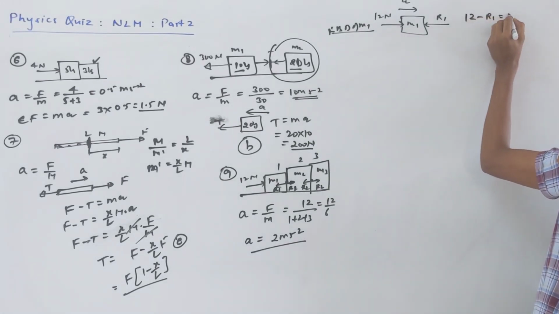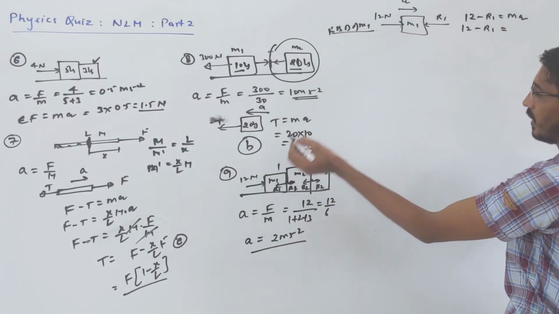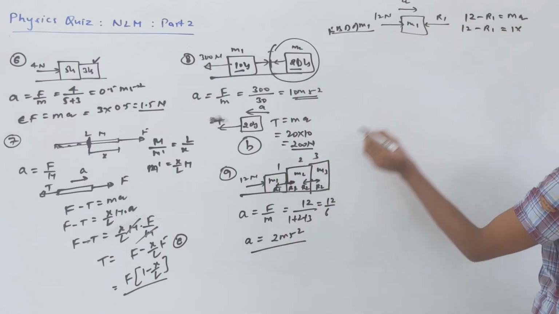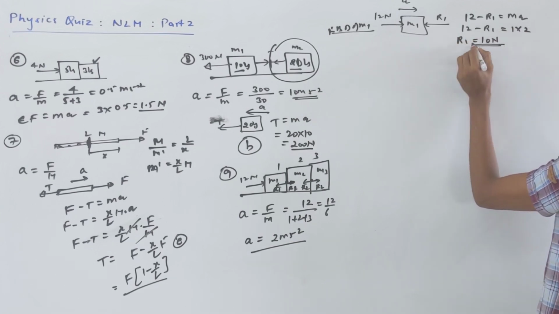So 12 minus R1 is equal to MA. The mass of this block is 1 kg, and the acceleration we have found here is 2. So R1 simply becomes 10 Newton. This is one answer.